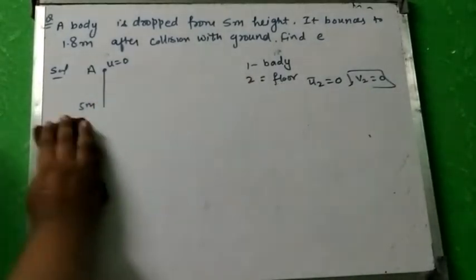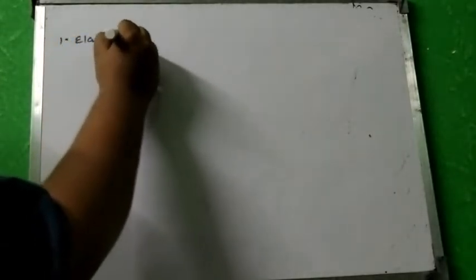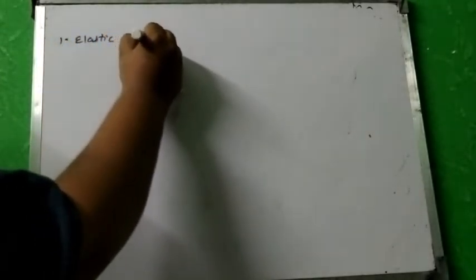Types of collision. There are 4 to 5 types of collision, but we have to focus only on the 3 types of collision. First, elastic collision. It is a collision in which both momentum and kinetic energy are conserved.